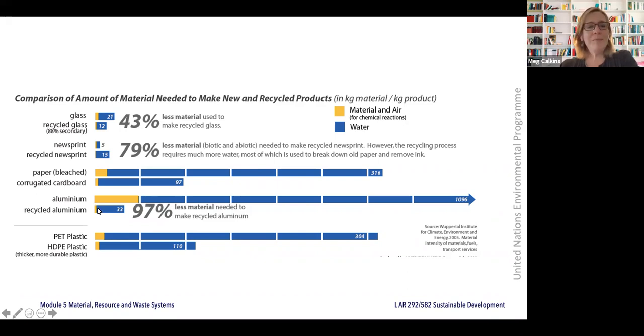When we recycle aluminum, it uses 97% less material than making new aluminum, and just a fraction of the water to make the recycled aluminum. So that's really substantial. It's less substantial in the plastics industry, not as much savings. It's substantial in the paper and cardboard industry, and not as much so in glass, although 43% less material is used to make recycled glass. So you can start to see the benefits of recycling.